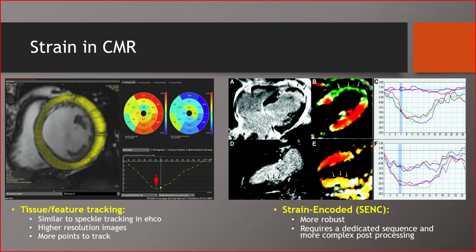The other method that can be utilized is strain-encoded cardiac MRI, or SENC. This is more robust, more clinically relevant, and is the one that we currently use. The only problem with that is that it requires a more sophisticated process of processing, and requires a dedicated sequence that is more complex, while the other one is more simplified and requires just the basic images.